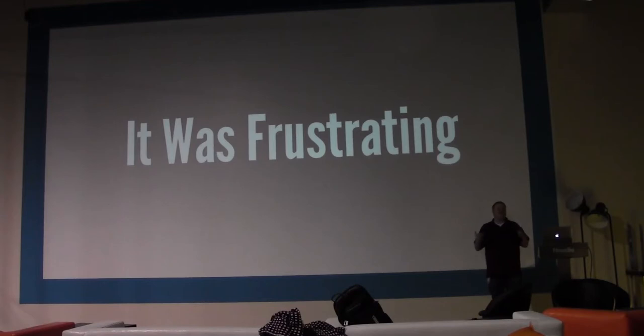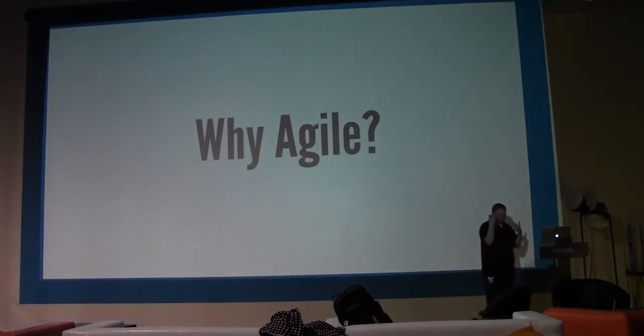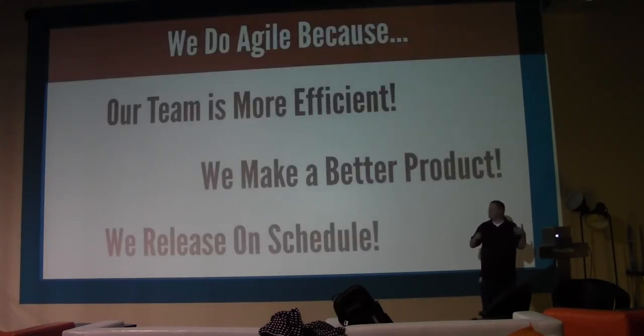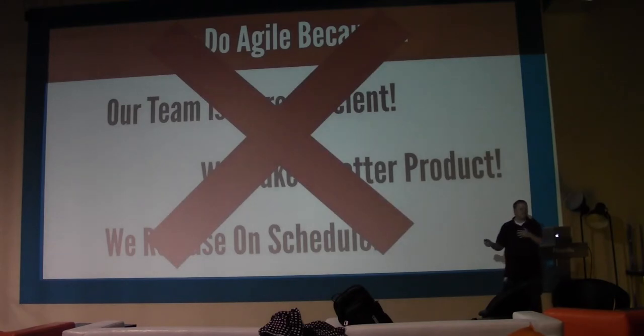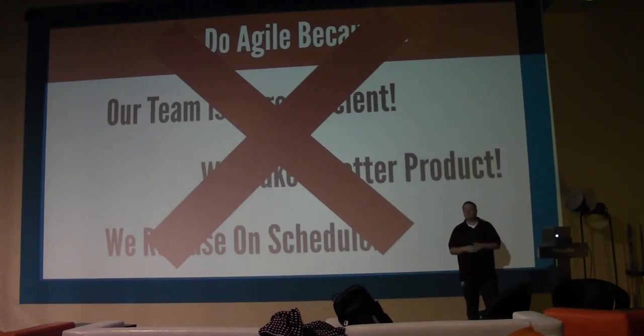And so we sat down and we said, okay, why are we doing this? If you want to become agile, let's just not call things what a scrum master said we should call them. Let's actually dig down and figure out why we are doing Agile. And so we came up with all these things like, oh, we're going to do Agile because it makes our team more efficient and it should make a better product and we'll release on schedule. And my argument is that none of these are the reasons why you do Agile. I think these can be byproducts of a good process, but inherently this isn't why you do Agile.